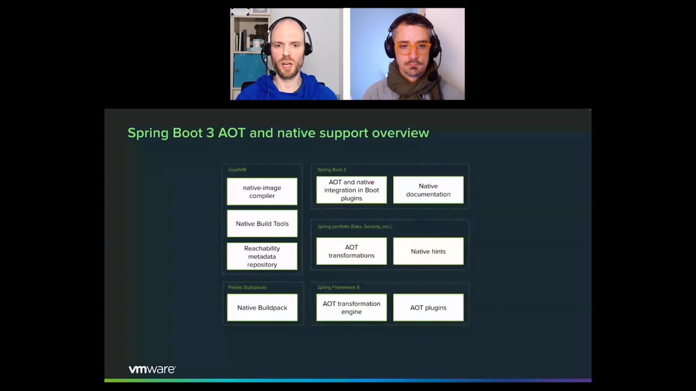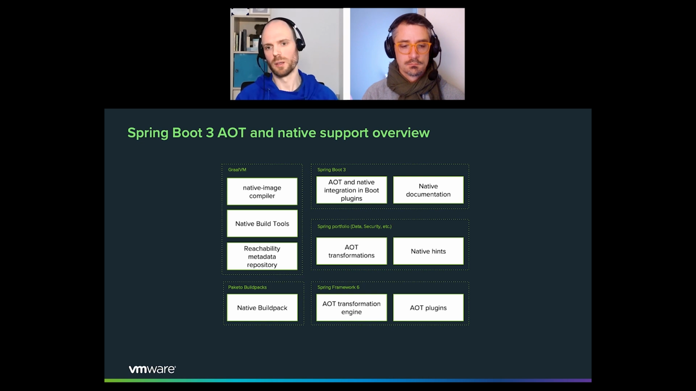And Spring Boot 3 bundles it all together. It has the Spring Boot plugin, which I already showed, which, for example, reacts on the presence of the native build tools, and then it starts the AOT transformation engine, and then it compiles all that to native with the help of the native build tools.